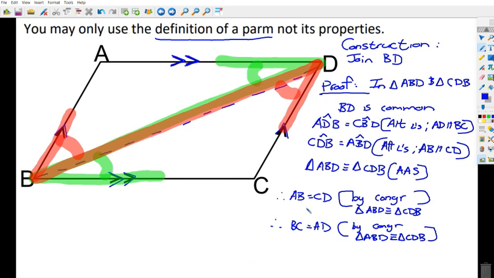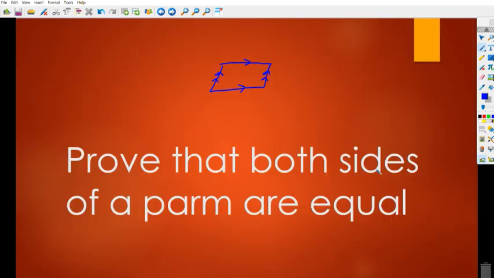But I'm not finished yet. I just stated that those are equal. Therefore, what can I say? What did I prove? Here we go. Prove that both pairs of opposite sides of a parallelogram are equal. Both pairs of opposite sides, sorry.